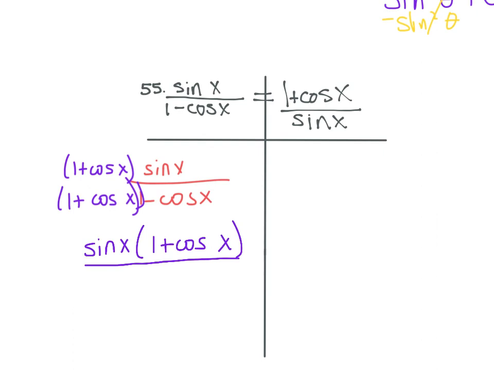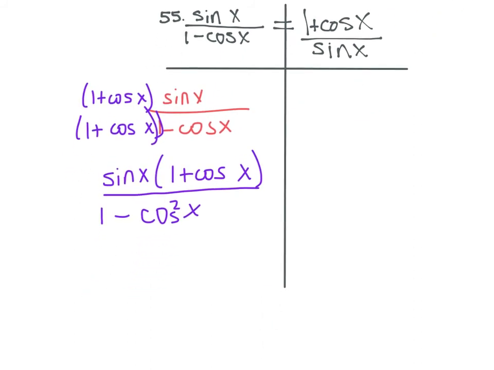When I FOIL, 1 times 1 is 1, 1 minus cosine x, and then I have cosine x times 1, so negative and positive cancel out. Then I have cosine times cosine gives me minus cosine squared x. You guys will say, oh my gosh, it's the Pythagorean identity again. 1 minus cosine squared x, you should be able to say in your head, equals sine squared x.